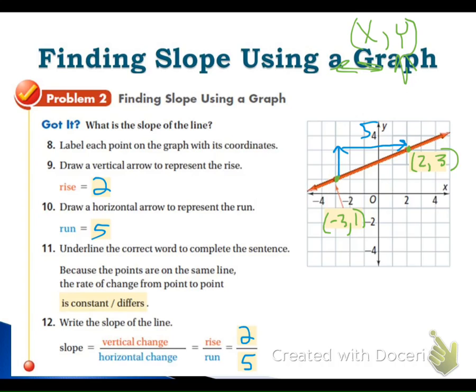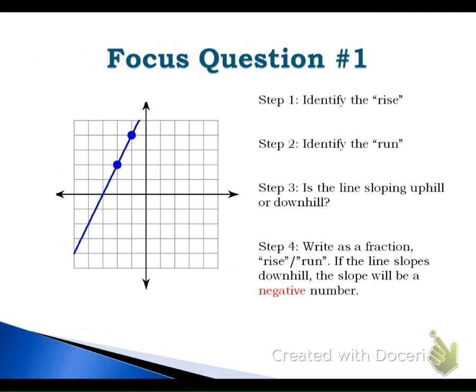Slope is a constant change from vertical to horizontal. If we were to count up another 2 and over another 5, we should still be on that line. So slope represents a constant rate of change. One of your definitions of slope. Let's practice these. Focus question number 1.